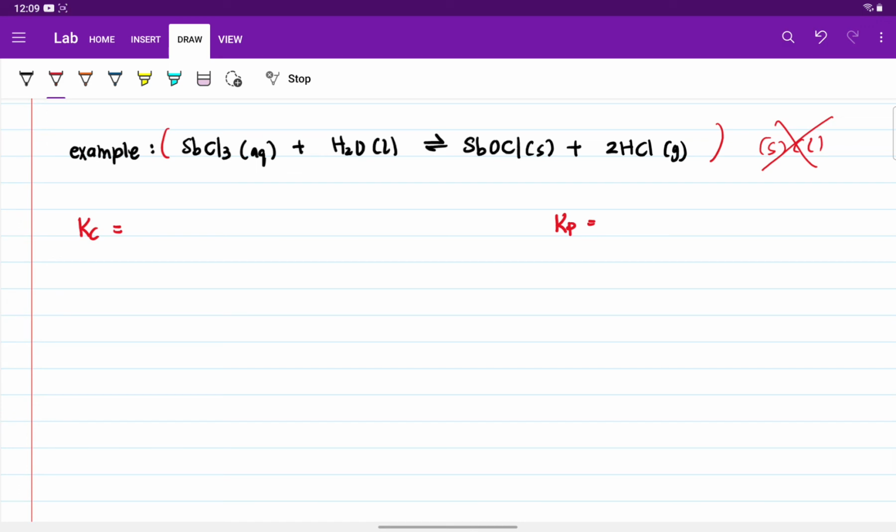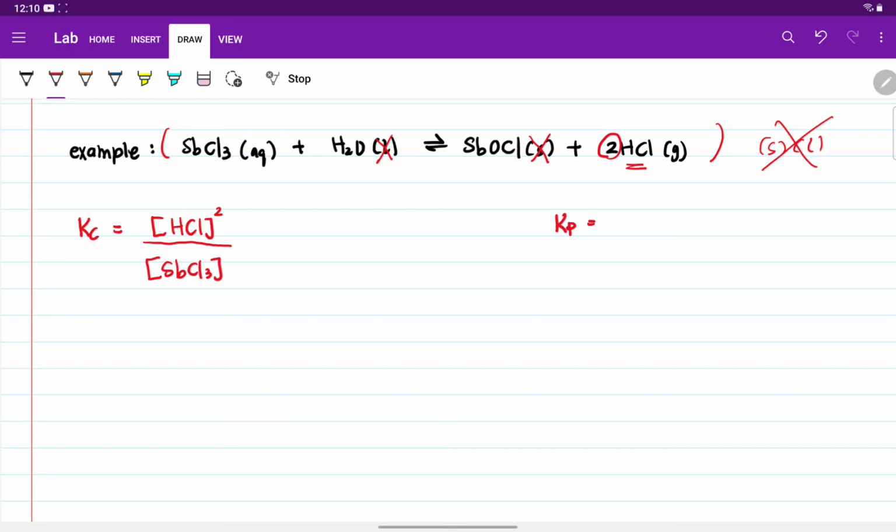Now, check. H2O liquid. So, maksudnya ni kita tak akan masukkan dalam expression. SbOCl solid pun tak akan masukkan dalam expression. So, apply the law of mass action. Ratio of product over reactant. So, produk kita, concentration of HCl to the power of 2 dekat sini, over reactant kita tinggal satu je lah, concentration of SbCl3, to the power of 1. Tak perlu tulis lah. So, this is the Kc expression.